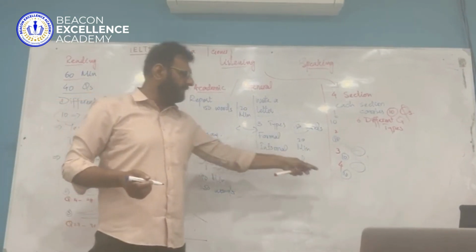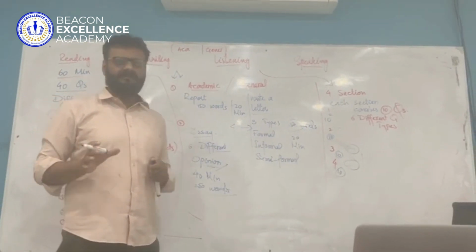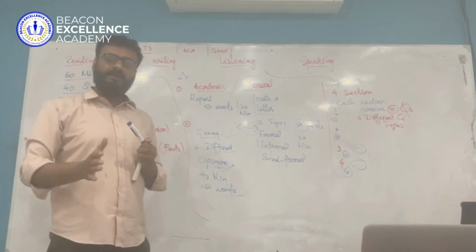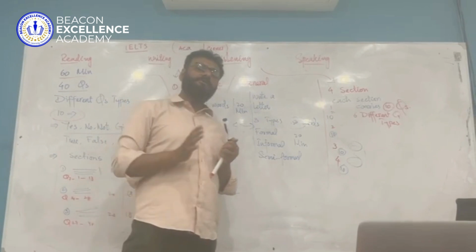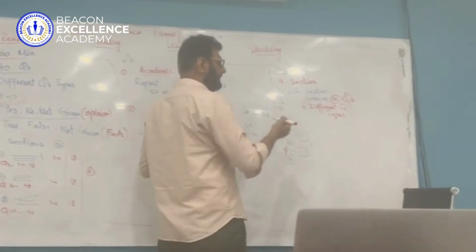So you need to be very careful over third and fourth. Third is comparatively easy, but the fourth one is a really tough one. Tough in a sense because there is no break, you need to complete question number 31 to 40 on the trot. So it really matters a lot, it really is very difficult.